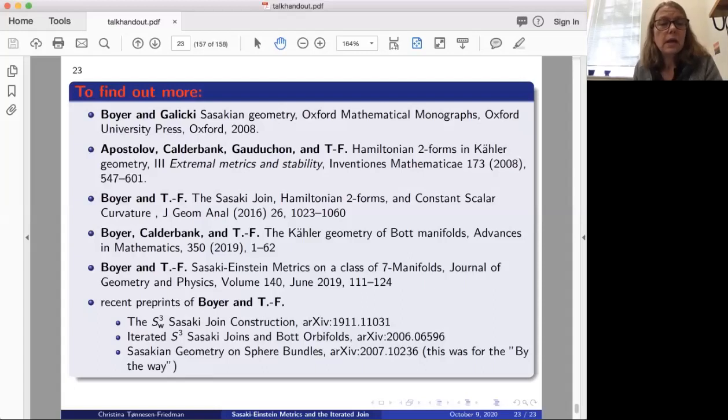And then for the iteration, Charles and I have a recently published paper in the Journal of Geometry and Physics. And then we have two preprints. This one here is the one that takes care of that key proposition. And this one is a shorter paper that was meant for the conference in Toulouse, which has been postponed for now. And by the way, the thing about Yamabe Sasaki joins is something we have written on lately in this preprint that we posted. So that is all I had to say. Thank you very much for staying with me.